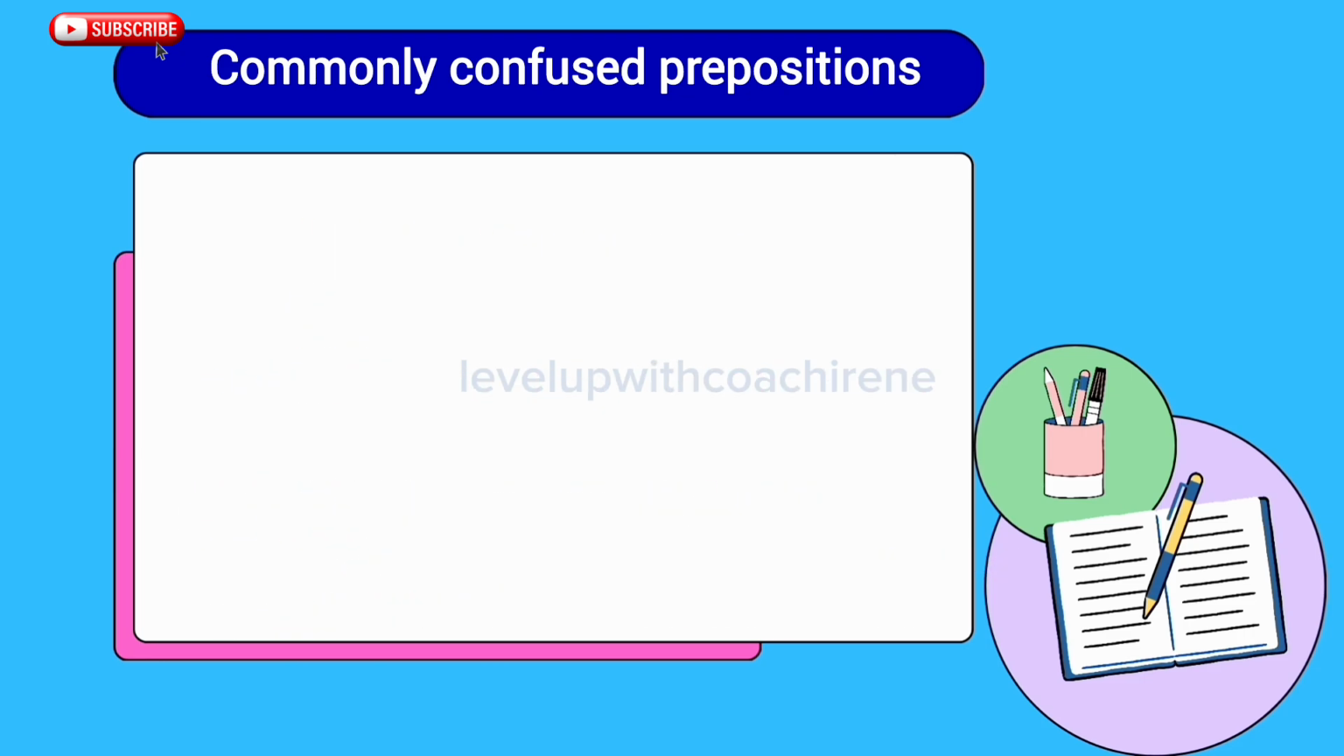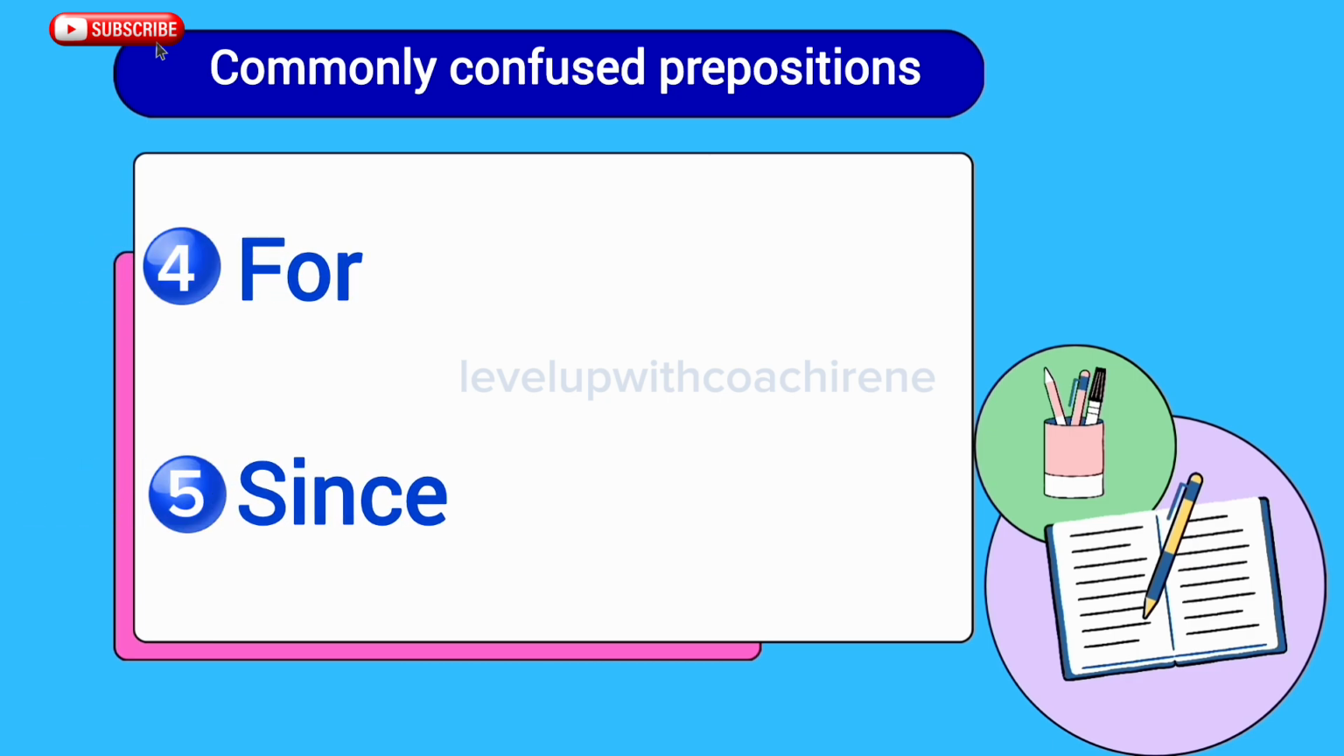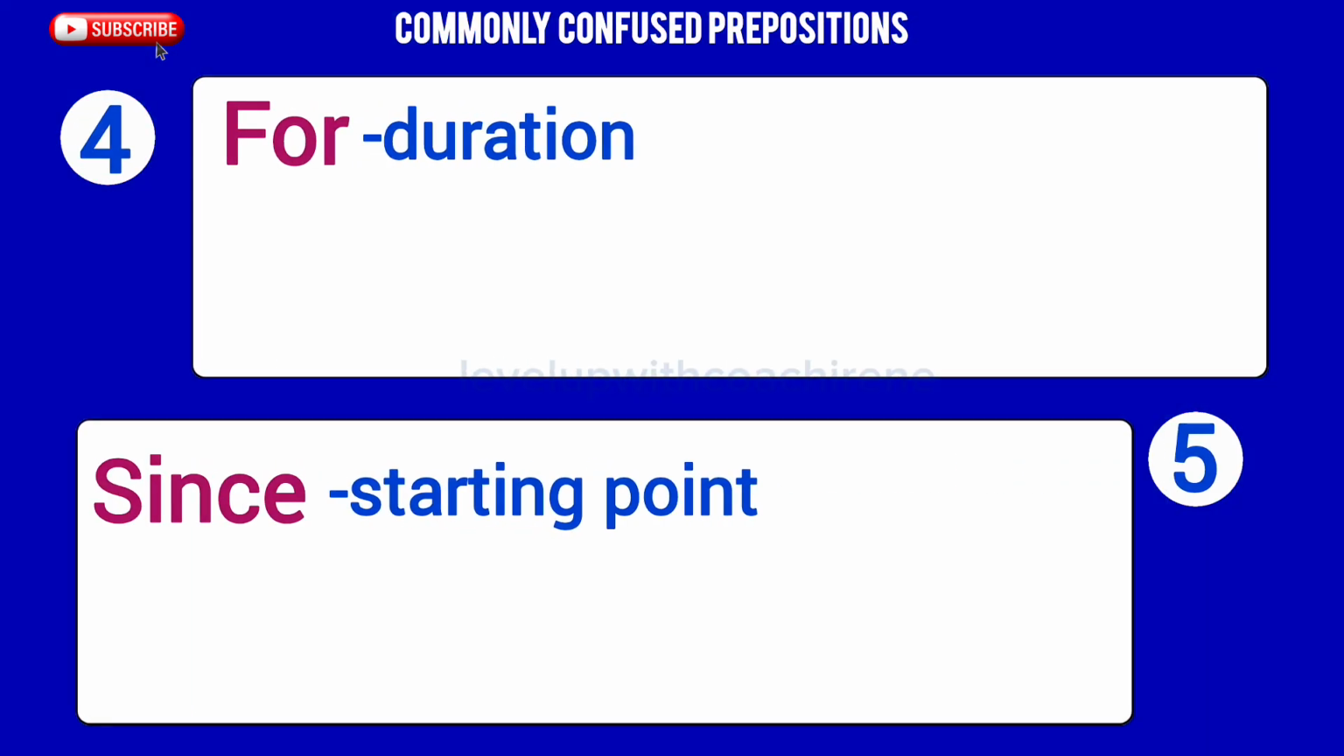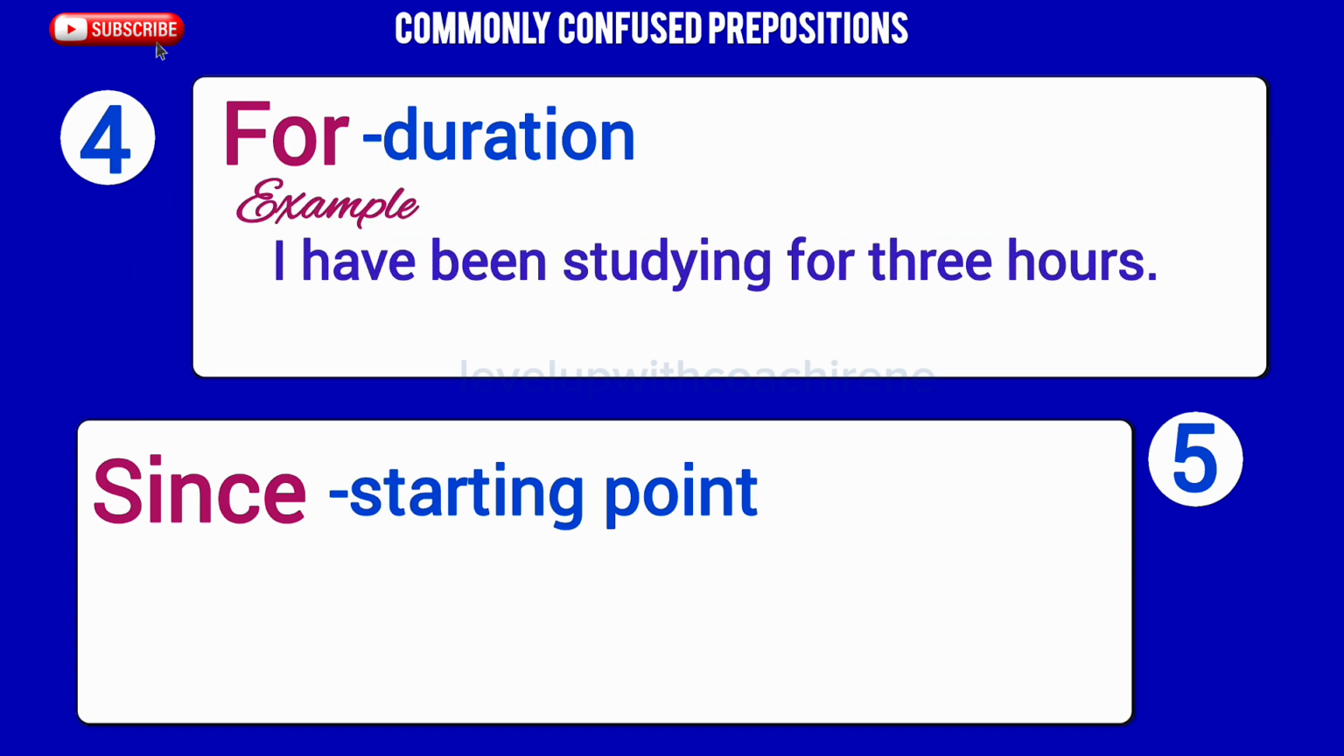Another commonly confused pair of prepositions is for versus since. The prepositions for and since are both used to express time, but they are used in different contexts. For refers to a duration of time, that is, how long something has been happening. It is used to indicate the length of time. For example, I have been studying for 3 hours. This describes the duration of the activity.